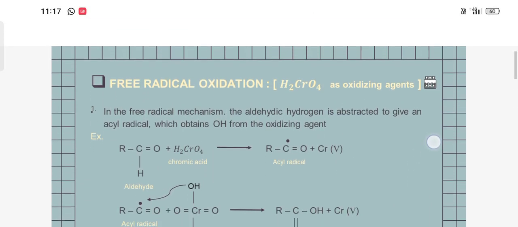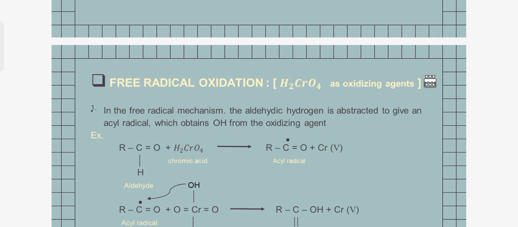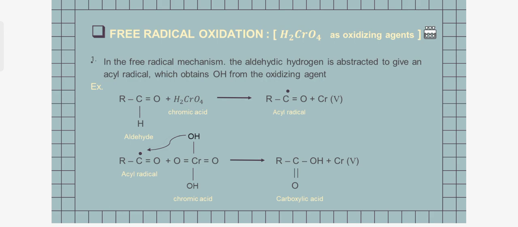Free radical reaction: oxidation, we take H2CrO4 as oxidizing agent. In the free radical mechanism, the aldehydic hydrogen is abstracted to give an acyl radical, which obtains OH from the oxidizing agent. For example, first we take aldehyde and react with chromic acid. It gives acyl radical and Cr in plus 5 oxidation state. Now, the acyl radical reacts with the chromic acid and gives carboxylic acid and Cr in plus 4 oxidation state.